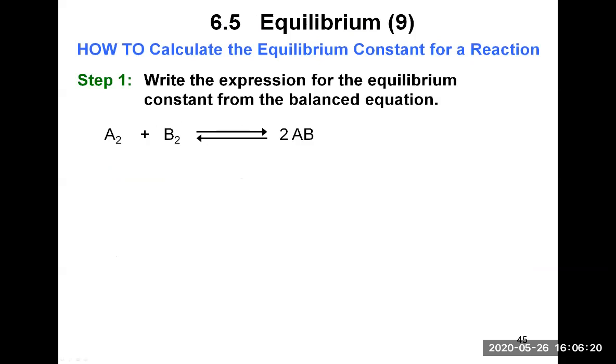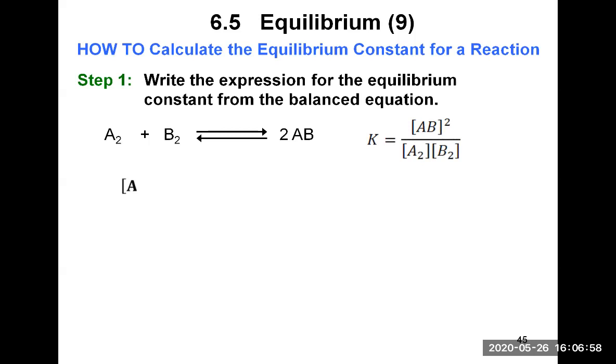So the equilibrium constant of this reaction would be the concentration of product, here AB, concentration of AB squared, because AB has a coefficient 2 in front of it, over concentration of A2 times concentration of B2. A2 and B2 have a coefficient of 1, so they are not raised to any power other than 1. So that's the expression for the equilibrium constant.